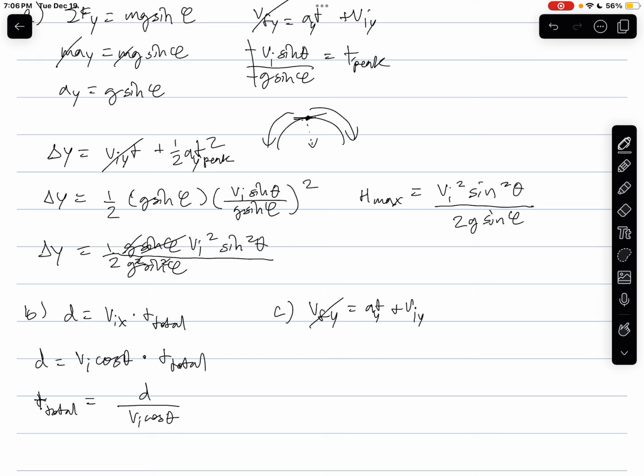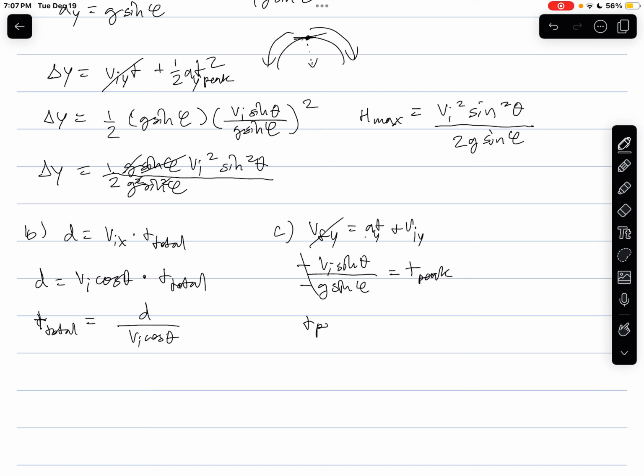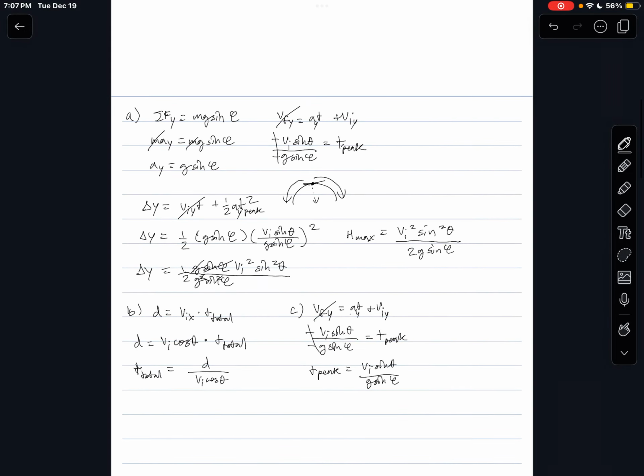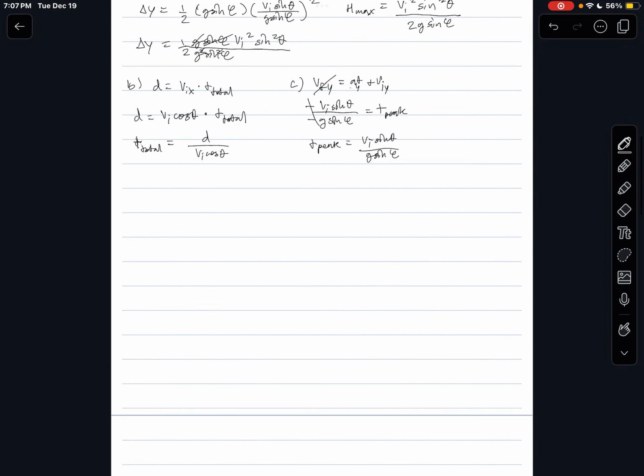So at the time of the peak, there's no VY, so you can get rid of that and subtract VIY to the other side: VI sine of theta. Then AY T is the g sine of theta 2, but it's negative because it's acting against. So it's pulling down, so negative g sine of theta 2 times T equals T peak. Then the negatives cancel out, and you get T peak equals VI sine of theta over g sine of theta 2. So yes, that's the same as I got before.